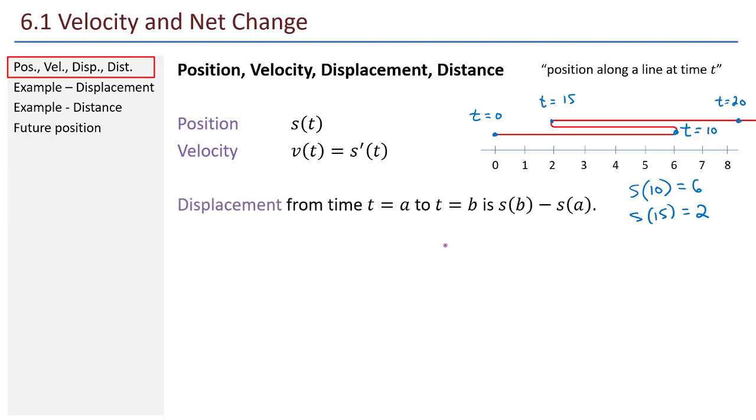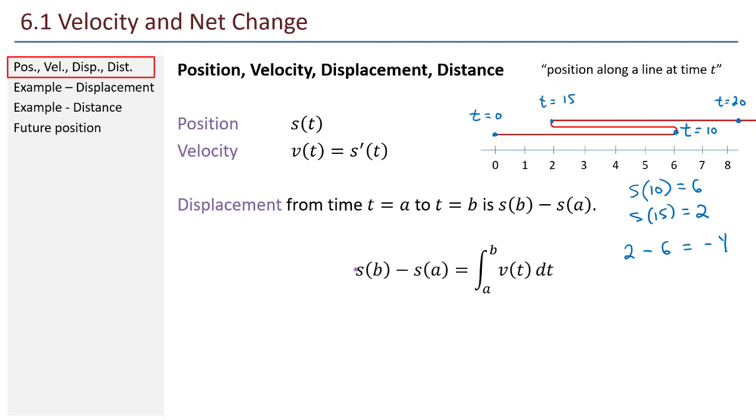The displacement of an object from time A to time B is simply s of B minus s of A, its position at time B minus its position at time A. So looking at this example above, the displacement of the object from time 10 to 15 will be 2 minus 6 equals negative 4. So it's moved in the negative direction 4 units over that period of time.